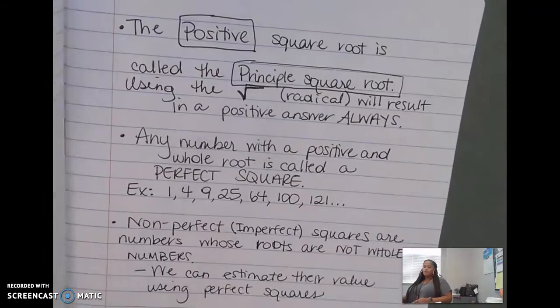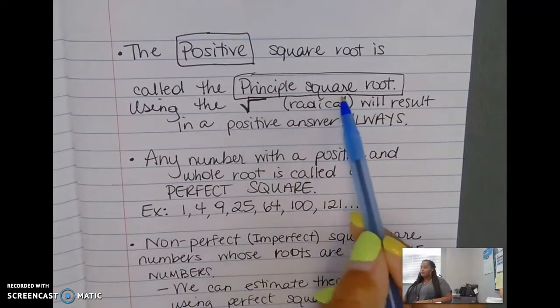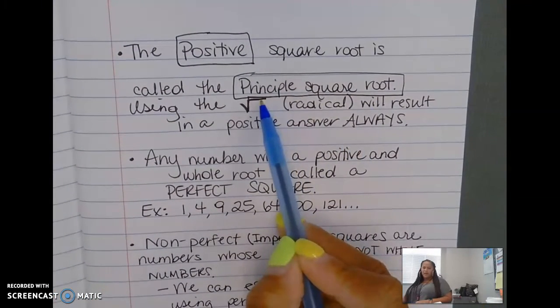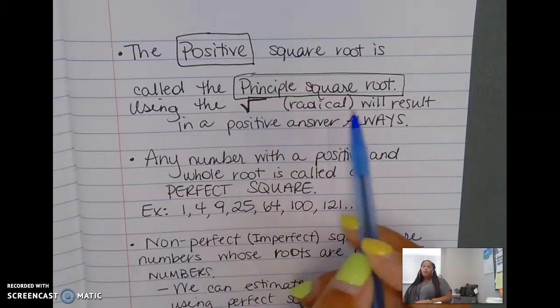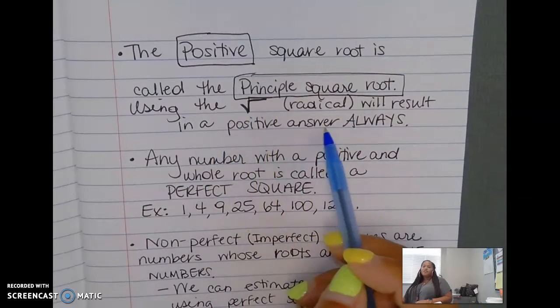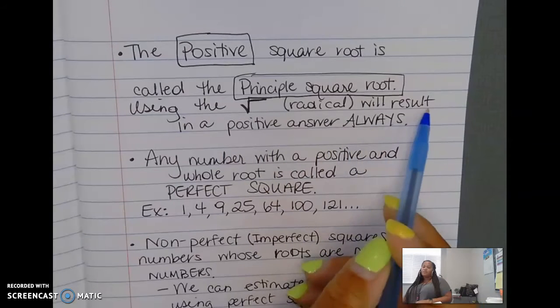Next part of our notes. The positive square root is called the principal square root. Principal means main, okay? Using the radical, that's this square root symbol, will result in a positive answer always, okay? It will always result in a positive answer. I should have rewritten that.